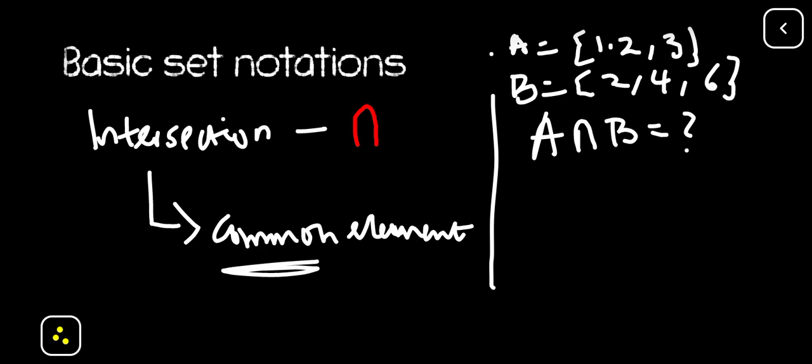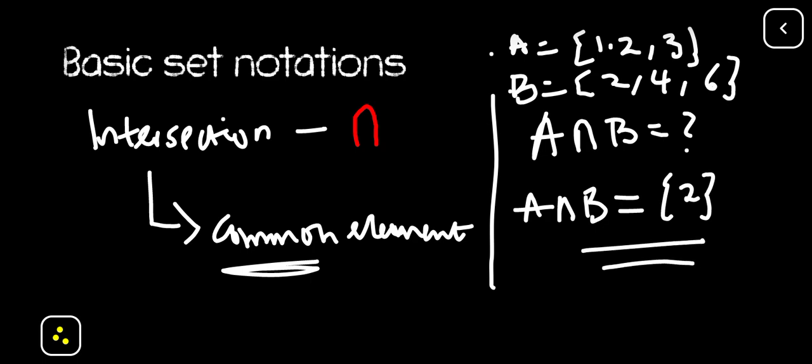So if you have a set A and a set B, you're looking at A intersection B, you're looking for the common element in the two sets. Now looking at A, which is 1, 2, 3, and B, which is 2, 4, 6, what is the common element? So in other words, we can say A intersection B, the common element is 2. And this would be our answer.